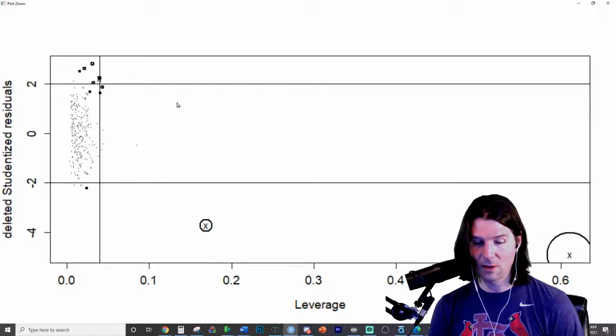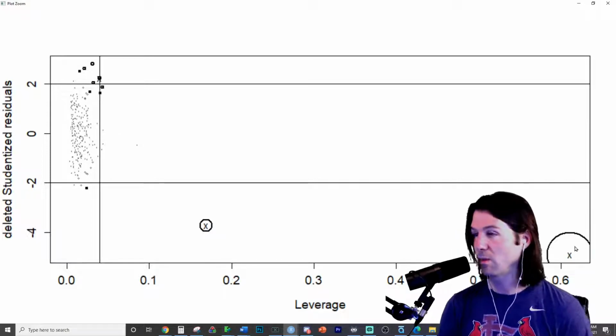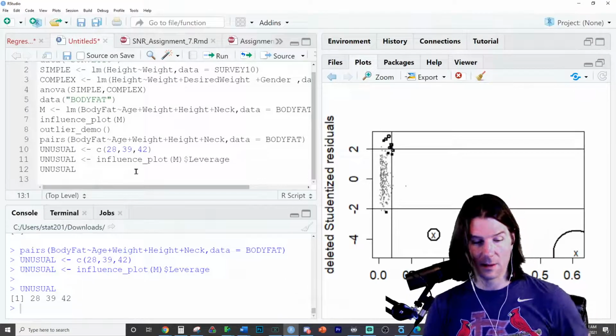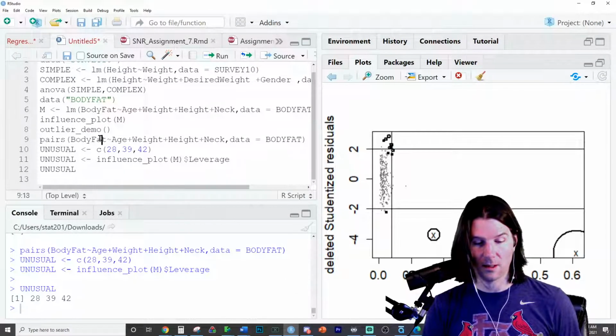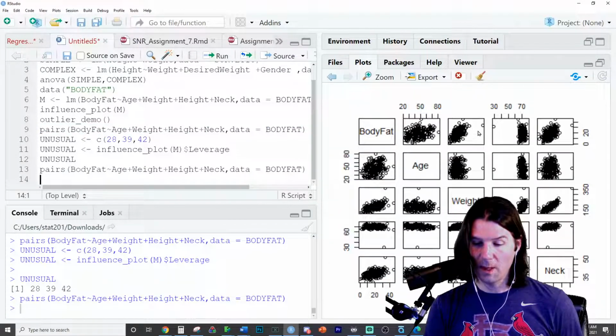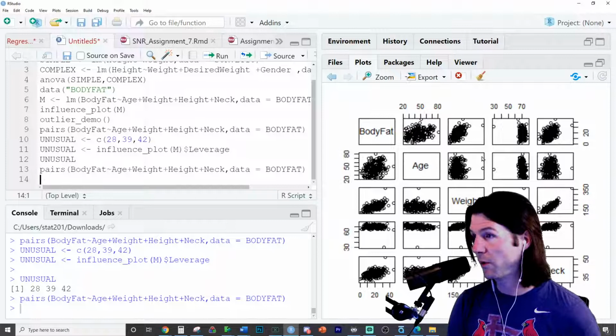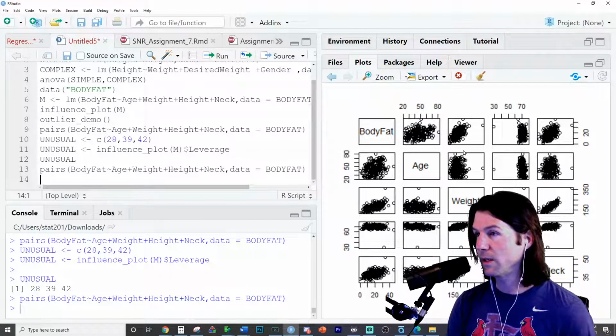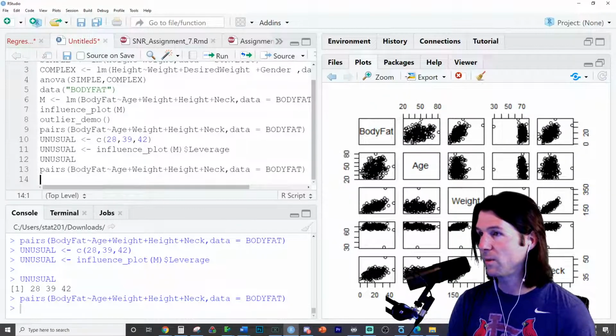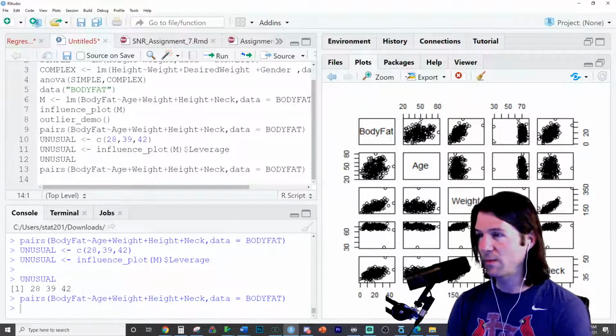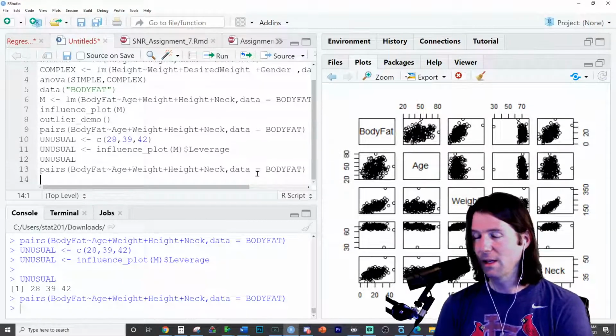So we have right here these 3 points, point 1, point 2, point 3. Let's take a look. We have the pairs command, and I can probably tell you that this point right here is this one, because that's super unusual in the X space. When you look across weight, it's far away from the model. That would just be a model predicting body fat from weight. That'd be its deleted studentized residual, but it's also extreme in the X space. So it has to be this point with that much leverage.